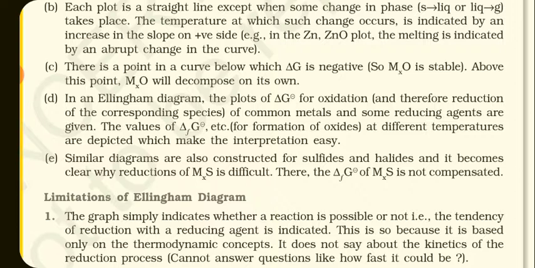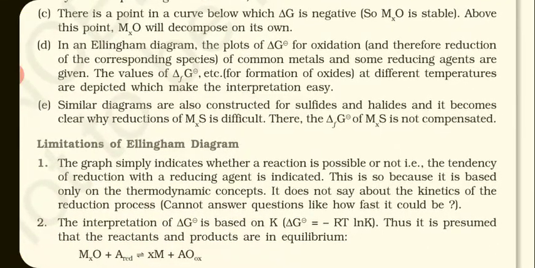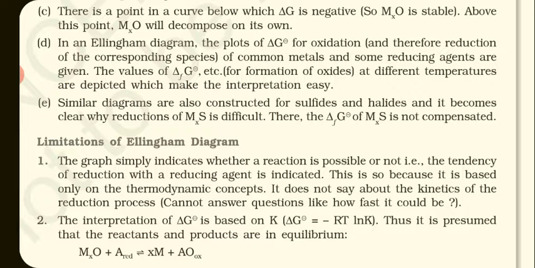For example, in the case of zinc and zinc oxide, the melting is indicated by an abrupt change in the curve. There is a point in the curve below which delta G is negative, so MxO is stable below this point. Above it, MxO will decompose on its own.